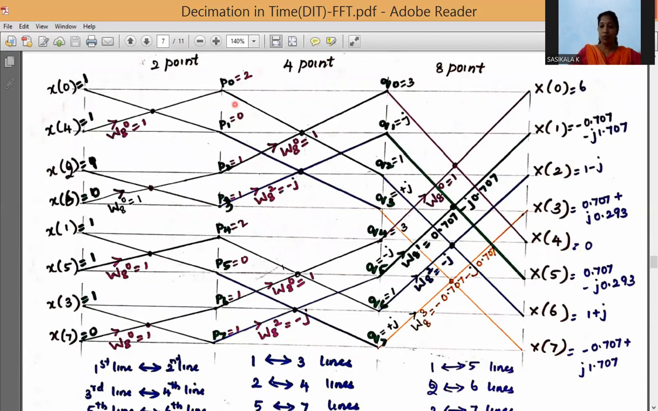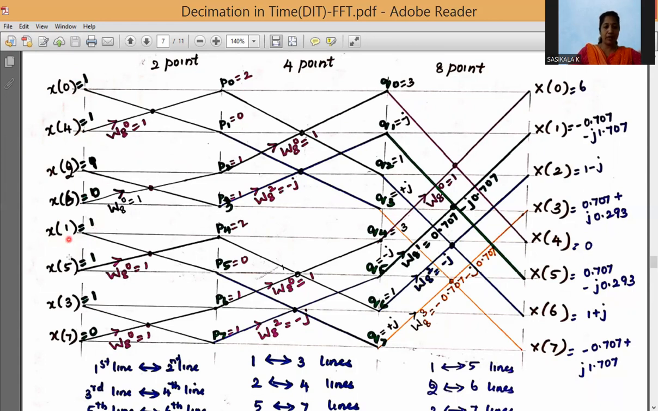So we have found the outputs for 2-point DIT, that is P0 till P7. And one small idea: just divide these 8 lines into 4 lines. Here I am getting 1, 1, 1, 0, and here also 1, 1, 1, 0. Here both the inputs are 1 and the twiddle factor is 1, so the outputs are 2 and 0.